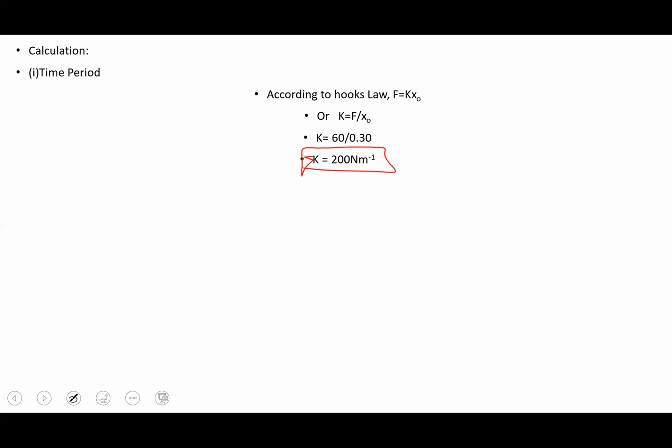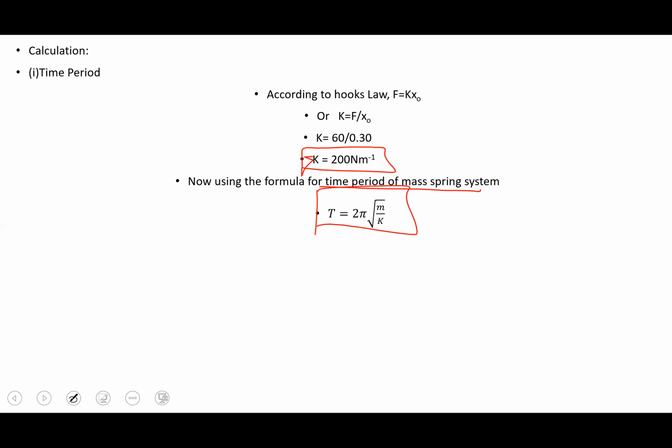Now we have the value of k and then we can calculate the time period by the formula. Using the formula for time period, T is equal to 2 pi under root m over k. Now we have all the values and we can put in this formula. What do we get? The value of m, which is 8 kilograms, the value of k, which is 200, the value of pi, which is 3.14, and 2 will be written as it is.